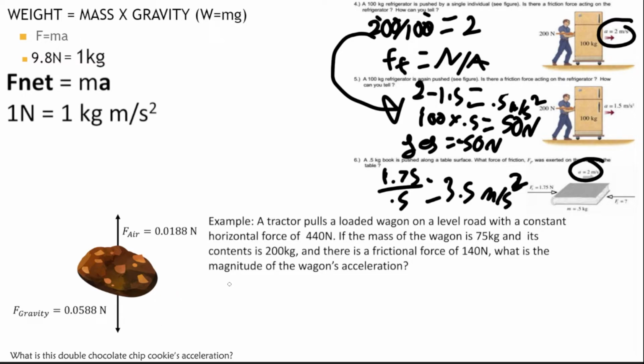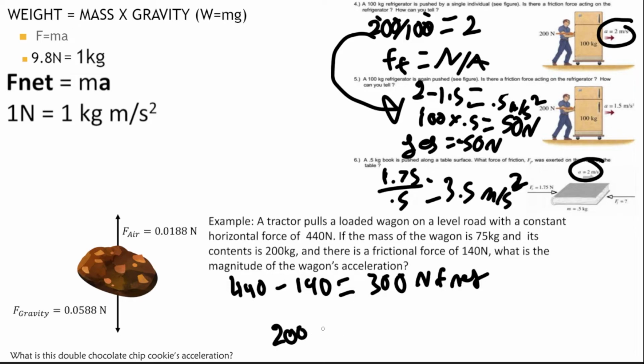So let's find our net force. That'd be 440 minus 140, adding all forces together, and since friction is always going against, that is subtraction. That's going to be 300 newtons F net. Now we got to remember, we have the mass of the wagon, which is 75 kilograms, and its contents are 200 kilograms. So we add those together, 200 plus 75, and that's equal to 275 kilograms of total mass.